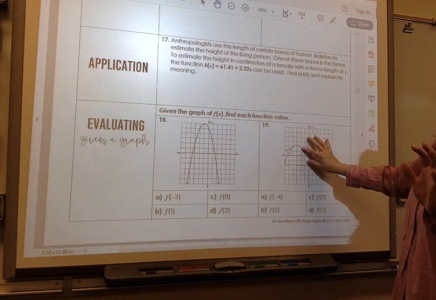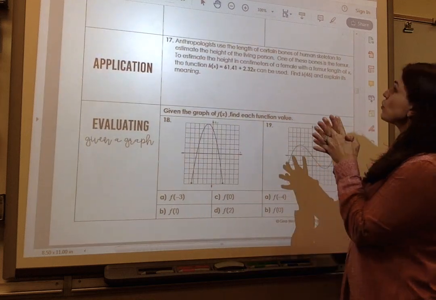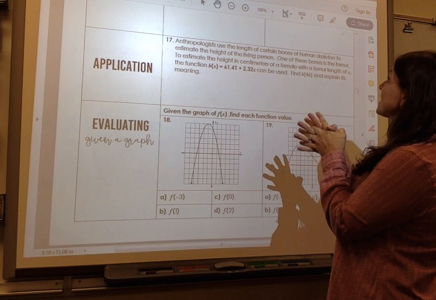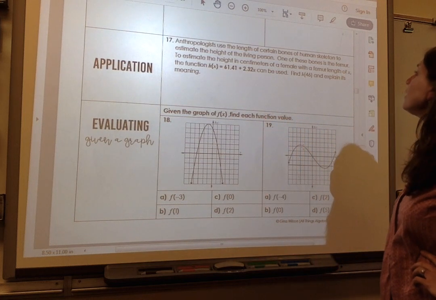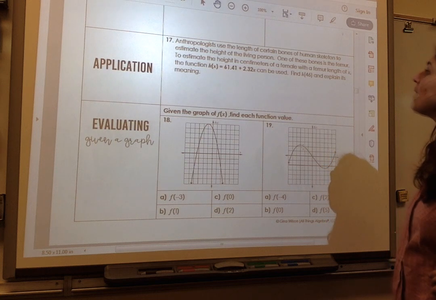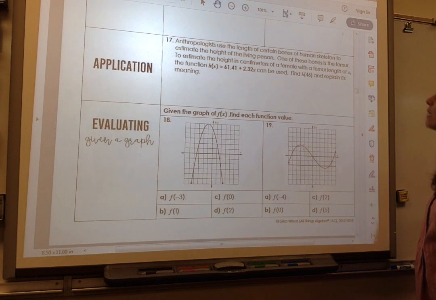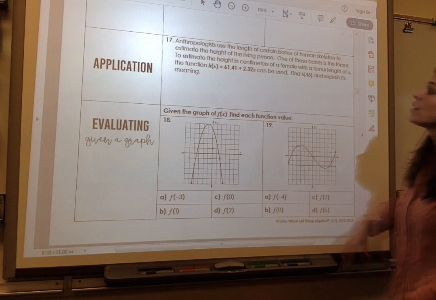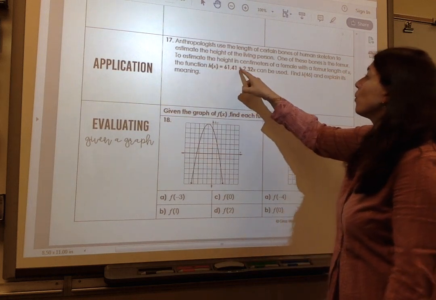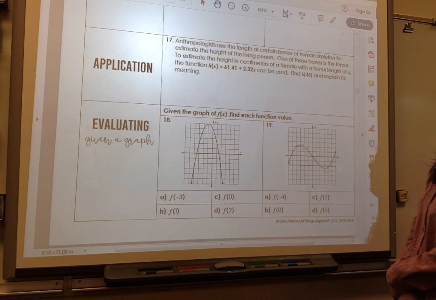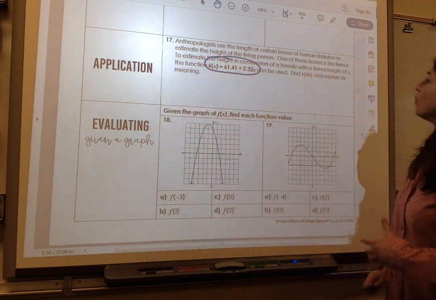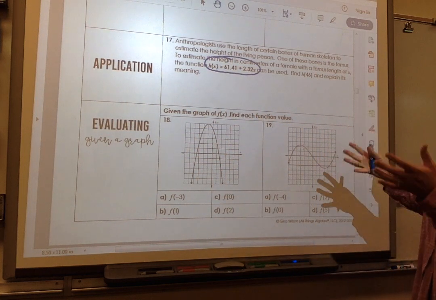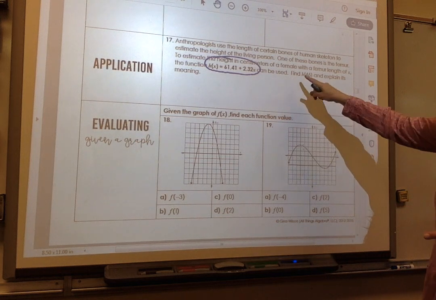Okay, so application. Anthropologists use the length of certain bones of human skeletons to estimate the height of a living person. One of these bones is the femur. To estimate the height in centimeters of a female with a femur length of x, the function h of x equals 61.41 plus 2.32x can be used. So this is the equation that's going to be used, and we know what it's asking.